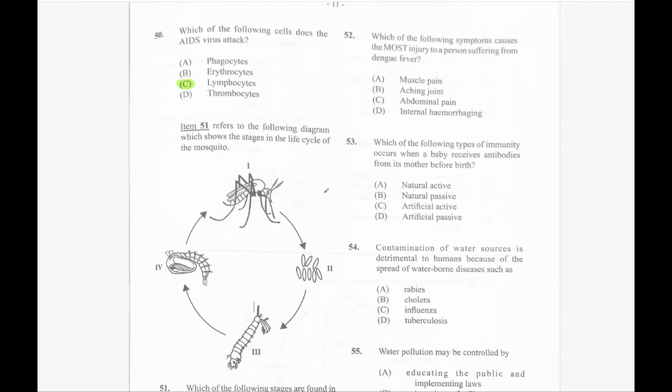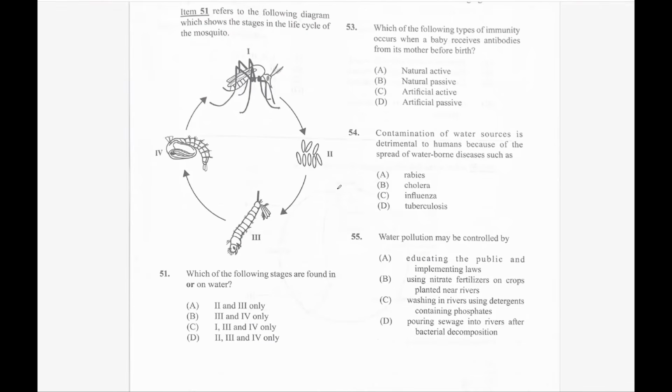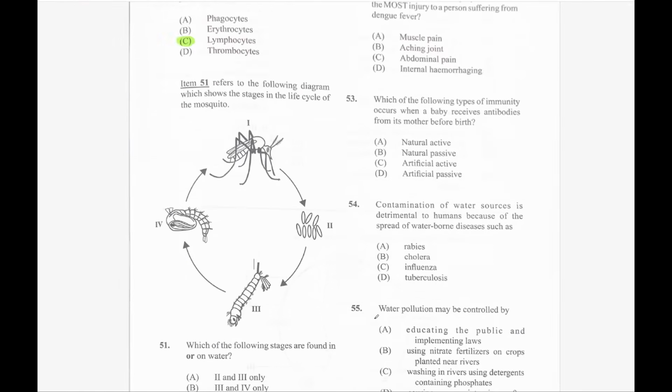Question 51 refers to the following diagram, which shows the stages in the life cycle of the mosquito. Which of the following stages are found in or on water? It will have to be 2, 3, and 4. That's the egg, larvae, and pupa. So we are looking for one that says that. The response is D, making D our answer.